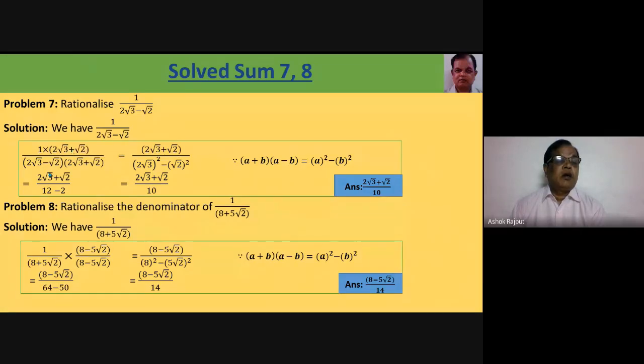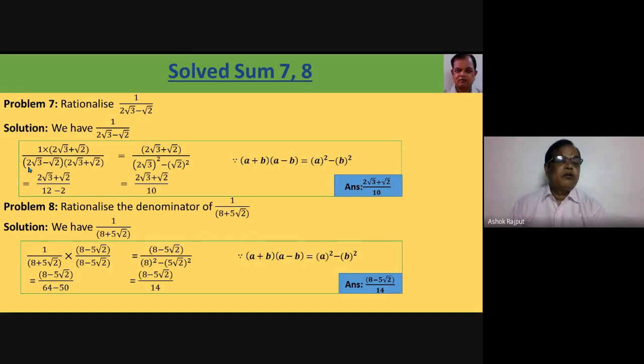So we have used it also, as you are seeing, and in the denominator you are seeing it is in the a plus b form or a minus b form. So the identity is written here: a plus b times a minus b equals a square minus b square. So we have done also, first we multiplied it by 1, so it remains as it is.